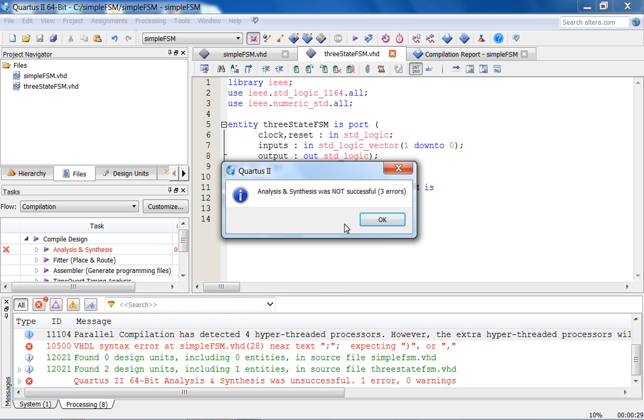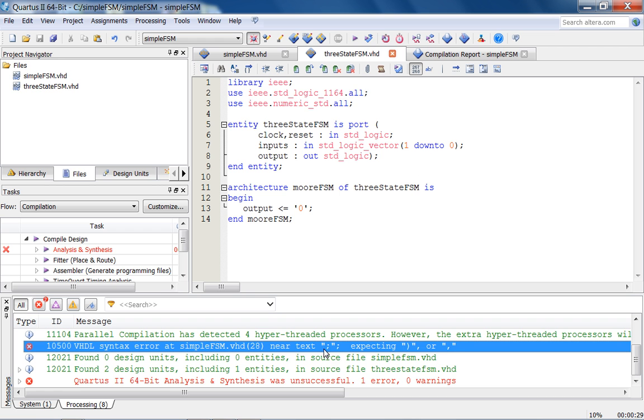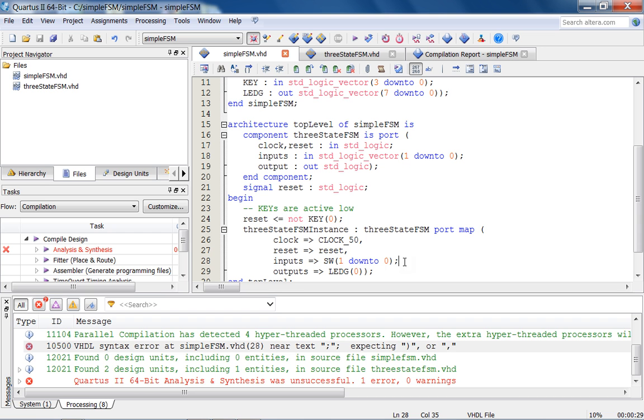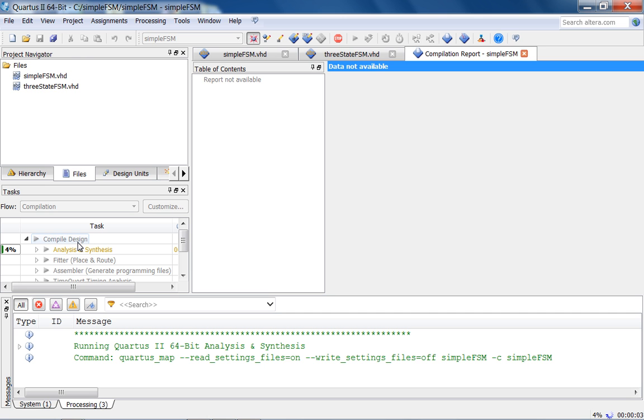Another thing about errors: people ask me what's going on whenever they see an error. Students do this. Just read the message. It says line 28, simple FSM, near text semicolon, expecting something. Well, just double click on it and it'll take you exactly to where the error is. And here's the error. I should not have put a semicolon here, it should be a comma. That's exactly what it's saying. It's expecting a close parenthesis or a comma. Control K. So let's fix one error at a time, and then analyze and synthesize.